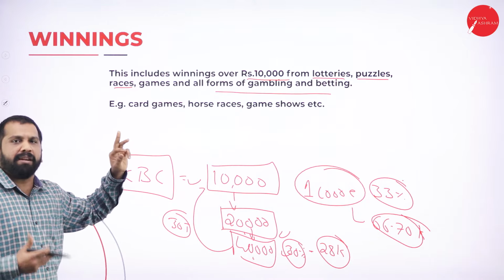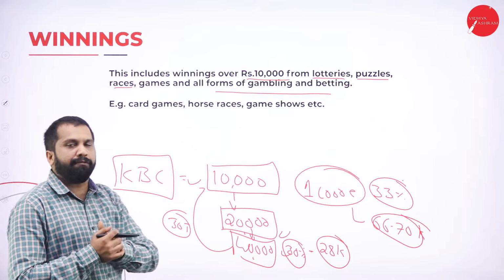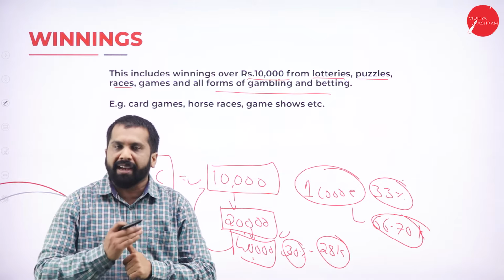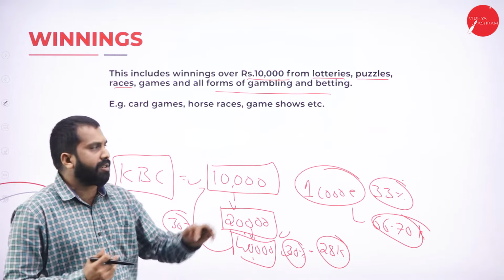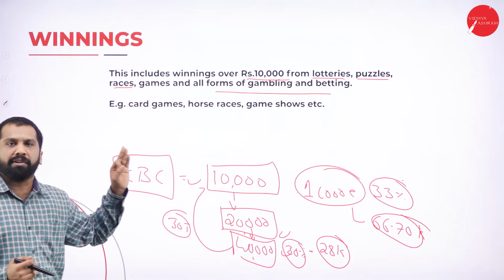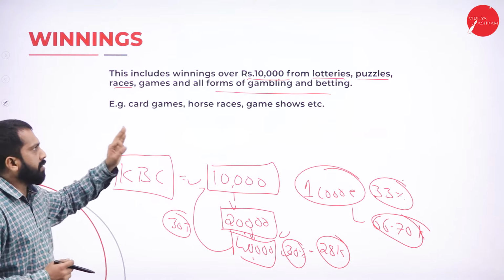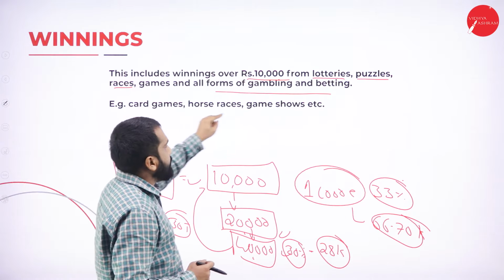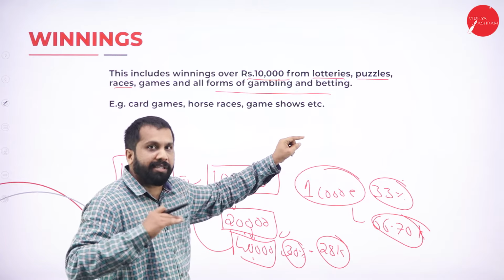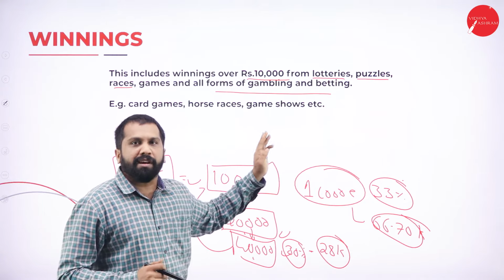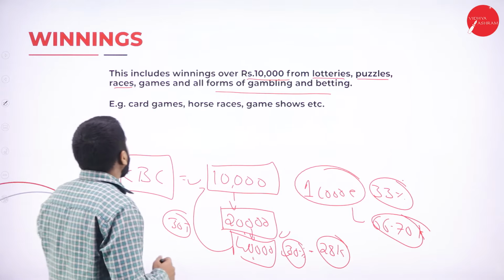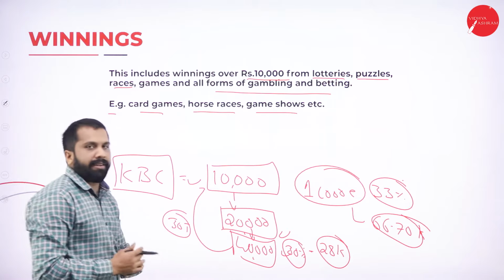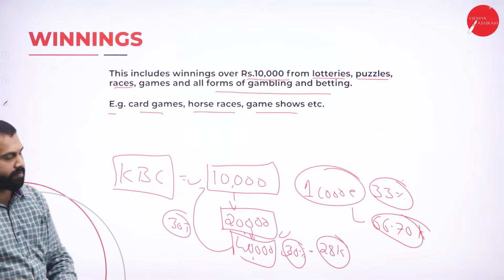Gambling in the sense of betting. Like, today it will rain, betting for 10,000. If it doesn't rain, you are supposed to give 10,000. If it rained, then you will collect 10,000. These are called gambling. If you go to any clubhouse, you will get to know what is gambling and what is betting. Clear? Now, these are the things. Remember, up to 10,000 is exempted. Above 10,000, we are supposed to pay tax. Examples: card game, horse race, game show, etc. Hope you are clear. Good.